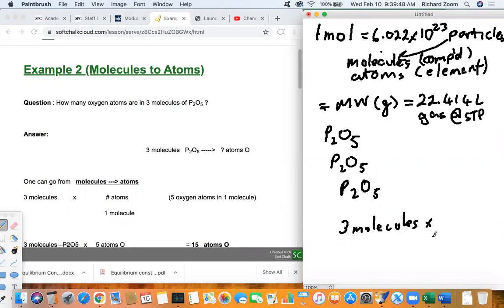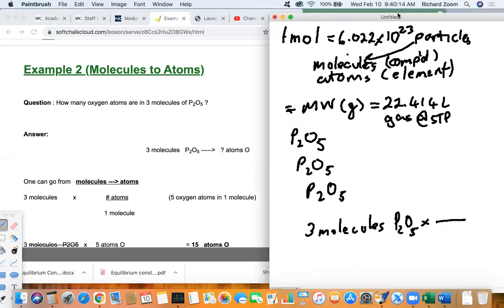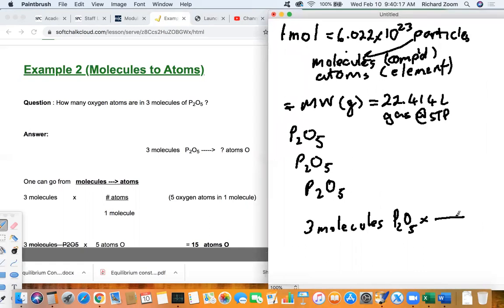So it's 3 molecules of P2O5, and it is important here not just to include the unit, but also to include the compound as well, where it's necessary, times, and it's going to be... I didn't put enough room here. Let's try that. There we go. Molecules of P2O5 go on the bottom to cancel. And what we're looking for is atoms of O.